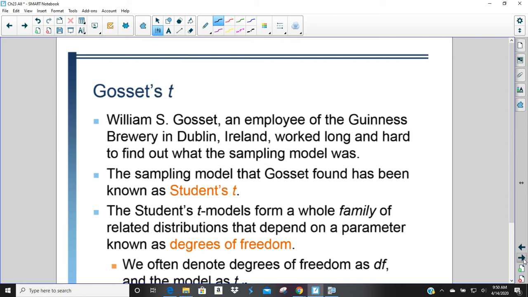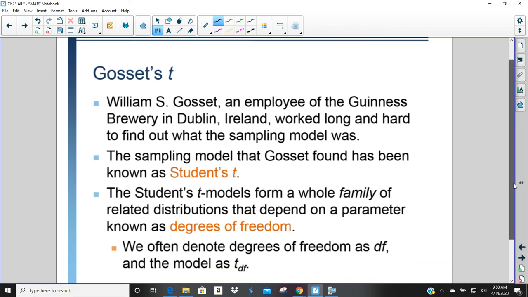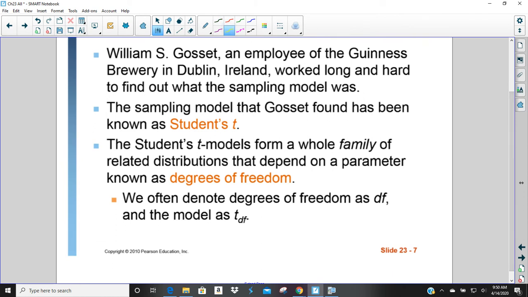Now, the main thing about t models that is very different from z is that we have these things called degrees of freedom. A degree of freedom is super duper easy to know. A degree of freedom is just going to be n minus 1, the number in our sample minus 1. And this number will actually give us a critical value that is different from a z critical value, and it'll be a t critical value.